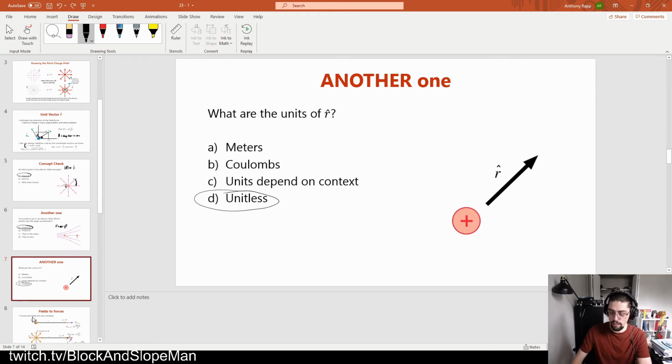Another one. Oh no, I didn't delete this answer. Pretend you didn't see that. What are the units of R hat? Kind of spoiled this one already. Unit vectors are very, very special in that they only tell us about the direction. They don't do anything to the magnitude.